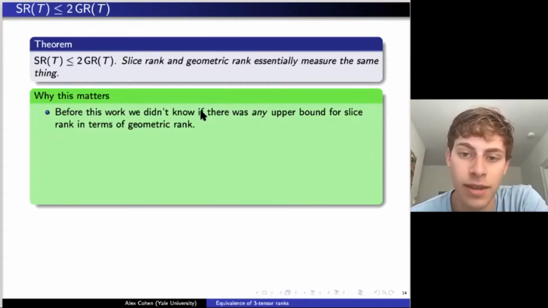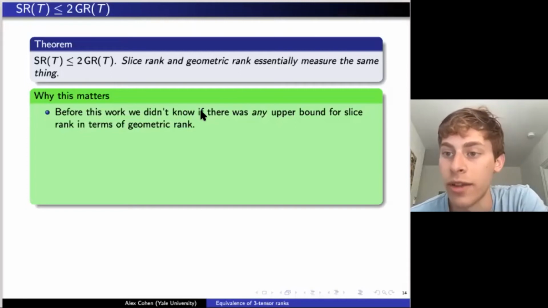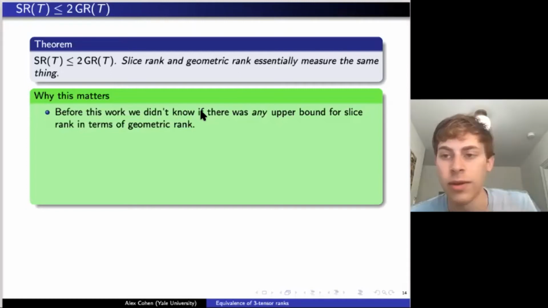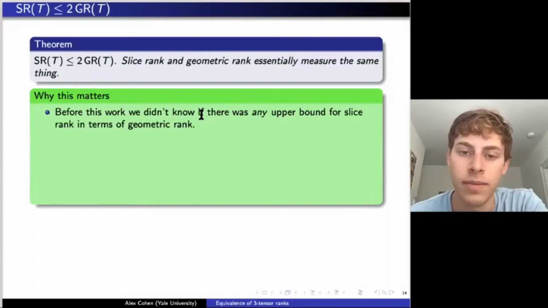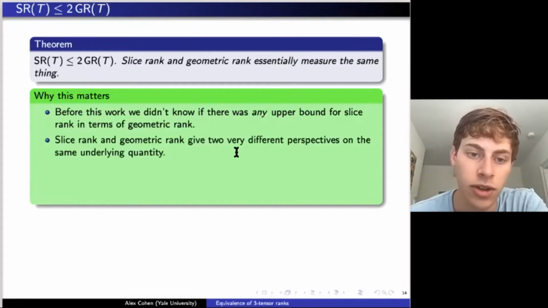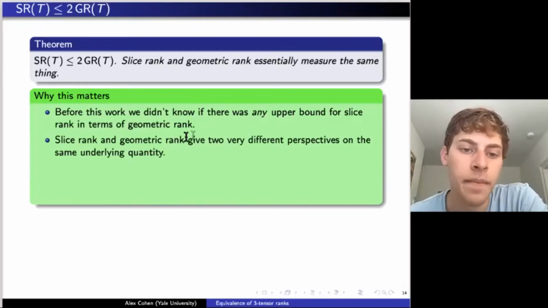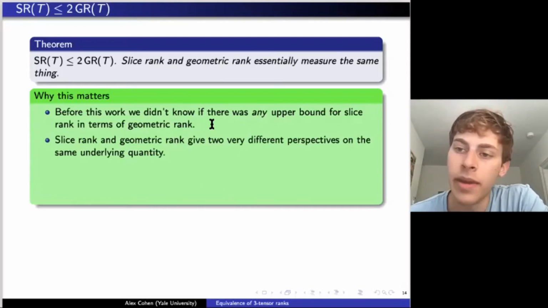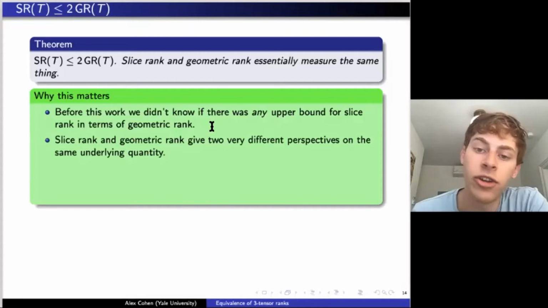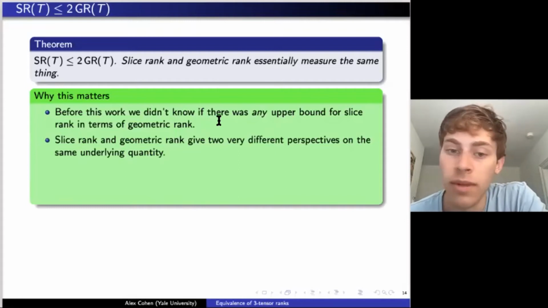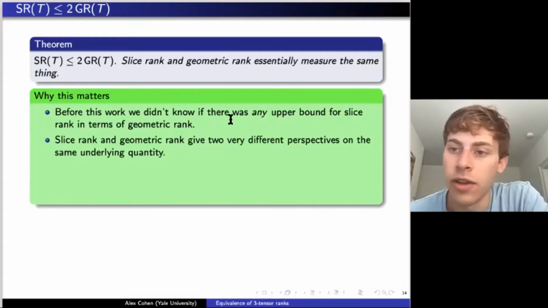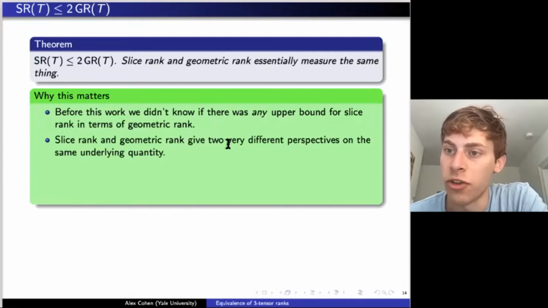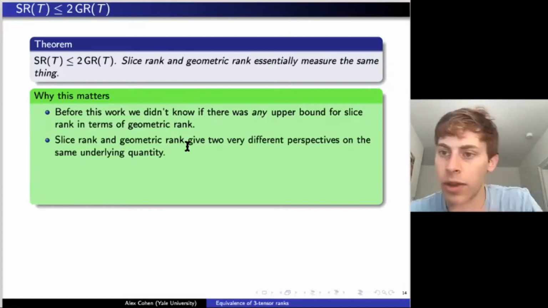And in this business, the linear upper bound is essentially equivalent, because we're dealing with big numbers generally. So a linear upper bound is generally enough to say that they're equivalent notions. This theorem illustrates that slice rank and geometric rank are actually measuring the same underlying quantity in some way, and they're two very different perspectives on that quantity. Slice rank is a combinatorial notion, and geometric rank is a very geometrical notion. You can think about them in very different ways.